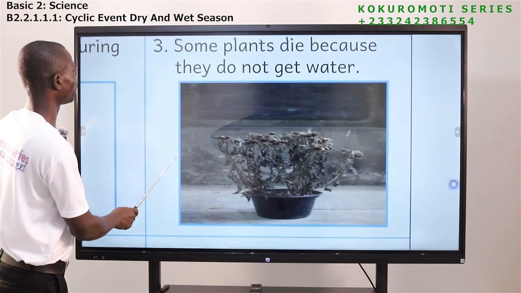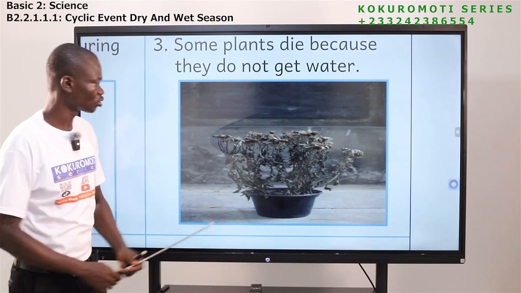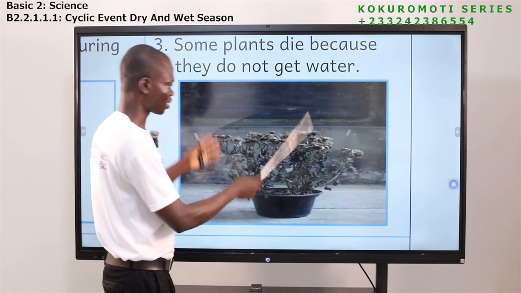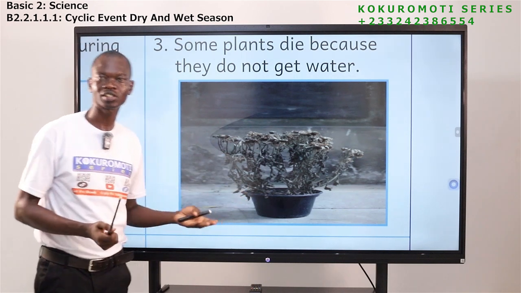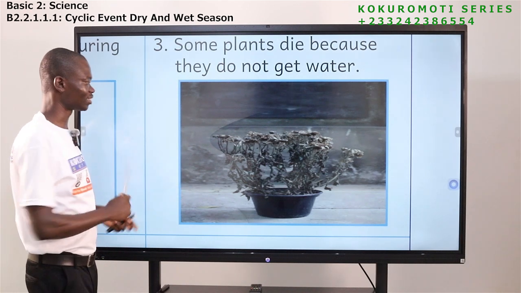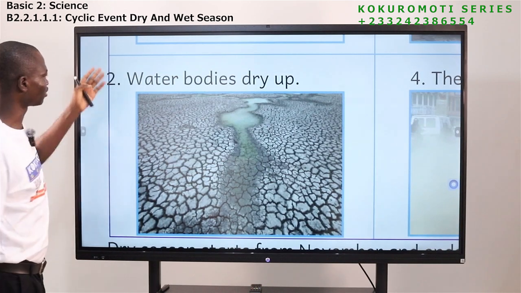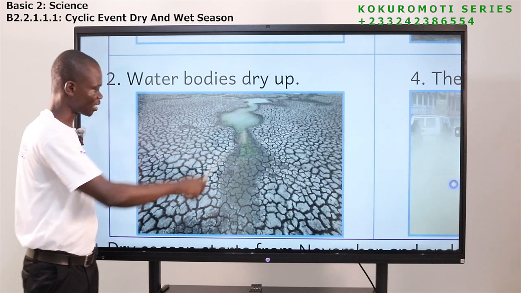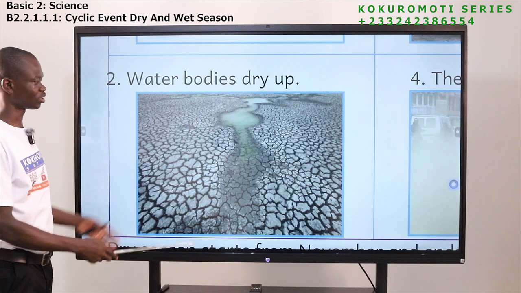So here too, some plants die because they do not get water. So look at these plants, the leaves and the plant. You can tell that the plant is what? Dying. It's because it doesn't get enough water, or there is no water. So during dry season, the sun will shine, all plants, you see them dying. Now the next one, water bodies dry up. So look at this. This is a water body. I believe this is a river, but because it doesn't rain, it is what? Drying up.